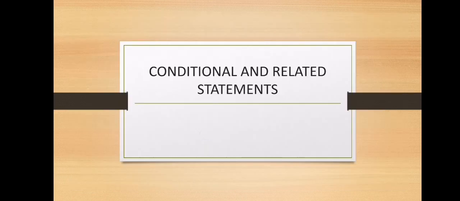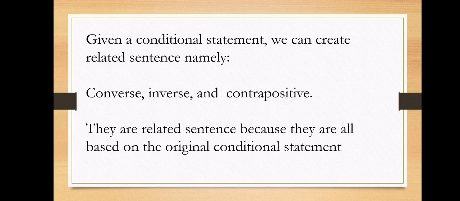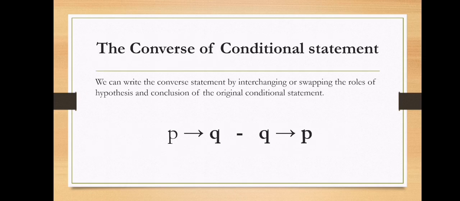Conditional and related statements. Given a conditional statement, we can create related sentences, namely converse, inverse, and contrapositive. They are related sentences because they are all based on the original conditional statement. The converse of a conditional statement: we can write the converse statement by interchanging or swapping the roles of hypothesis and conclusion of the original conditional statement. So, P as our hypothesis and Q is our conclusion.